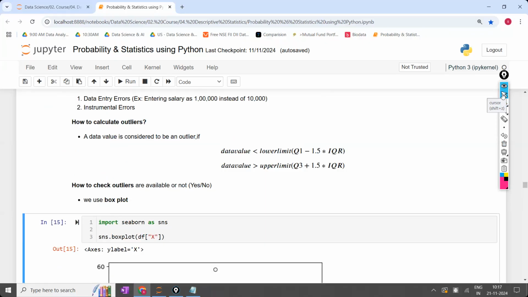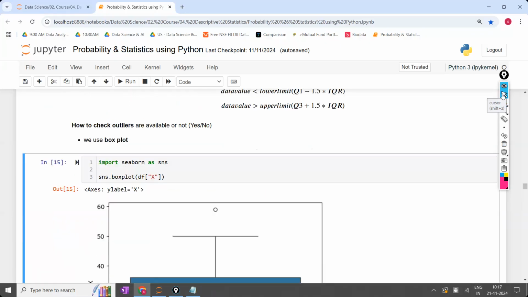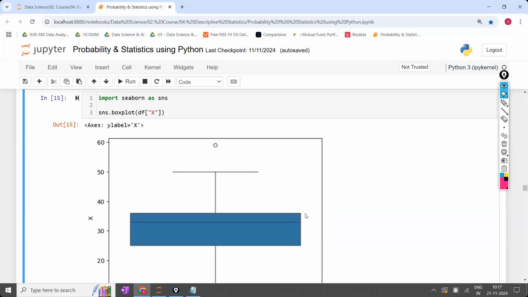Now, why we have to consider 1.5 into IQR means here, whatever the distance we are having, this is almost 50% of the data. Q3 to Q1, how much amount of data will be there? 50%. This side 25% of the data, this side 25% of the data. From 0 to 25, 25% of the data. From here to here, that is Q1 to Q3. I'm not saying from Q1 to Q2. Q1 to Q2, 25%. Q2 to Q3, 25%. Q3 to maximum value, 25%.